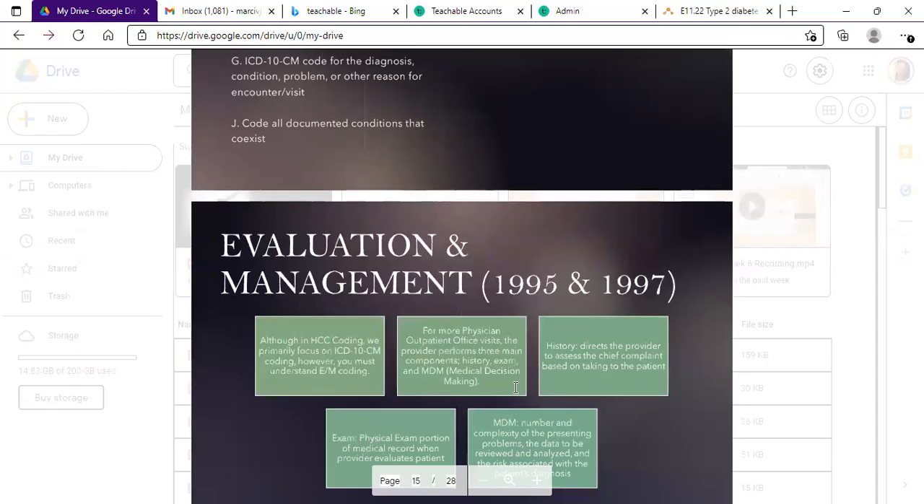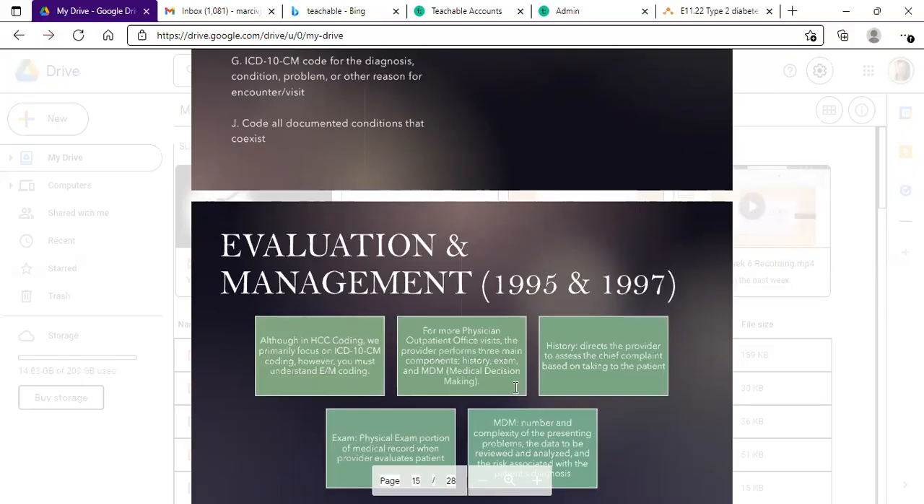Oh Lord, E&M. Let's get into E&M. Evaluation and management code. So evaluation and management coding has 2 sets of guidelines. Do I like evaluation and management coding? It's not my favorite. I know how to, I will, but it's not my favorite.